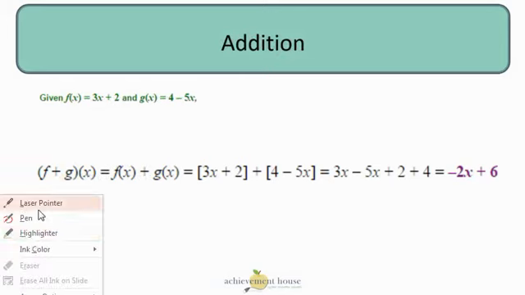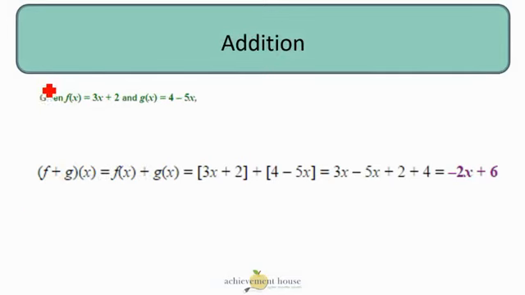So it's quite simple. It's just like adding or subtracting polynomials. So if I have f of x equals 3x plus 2 and g of x equals 4 minus 5x, the notation you might see is f plus g of x, or simply f of x plus g of x. That is the same thing, they're both the same thing, as just taking, so I'm simply going to substitute into this equation right here, f of x plus g of x.